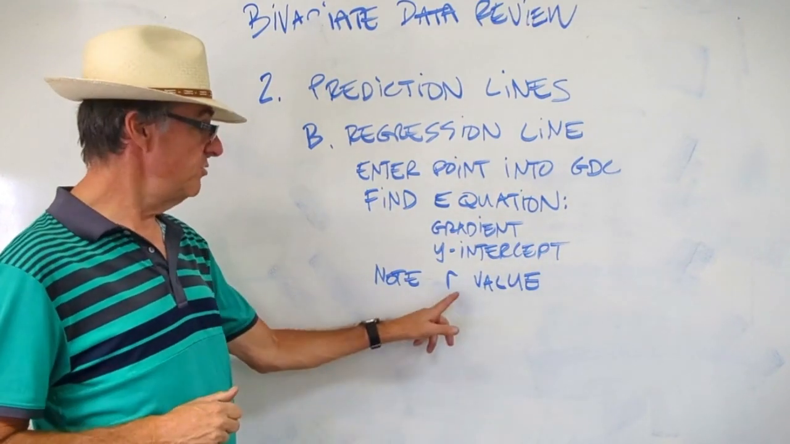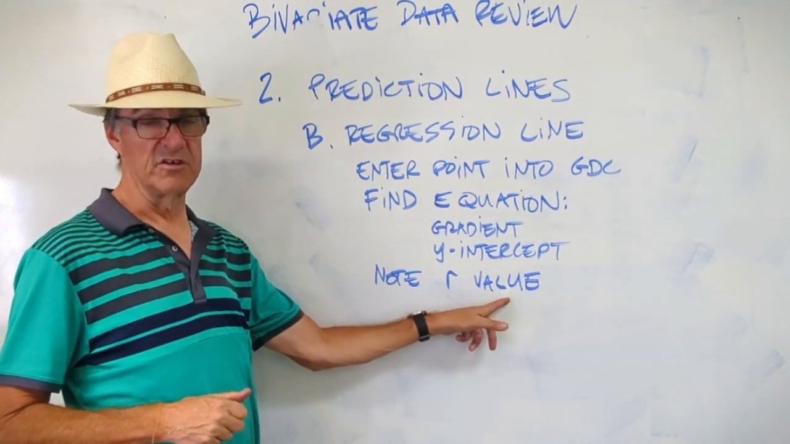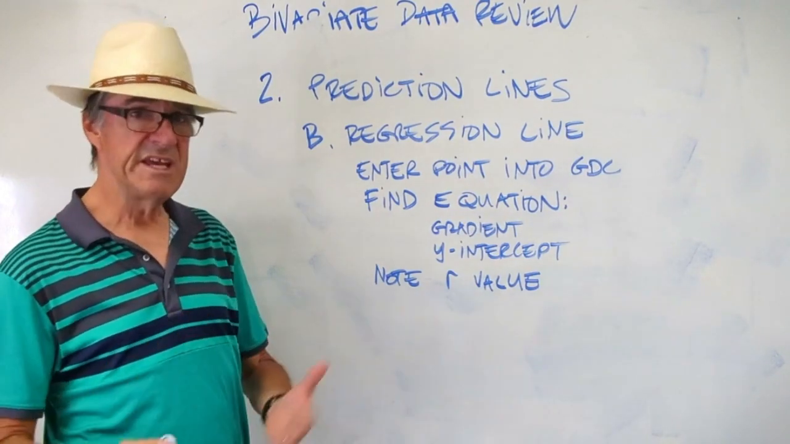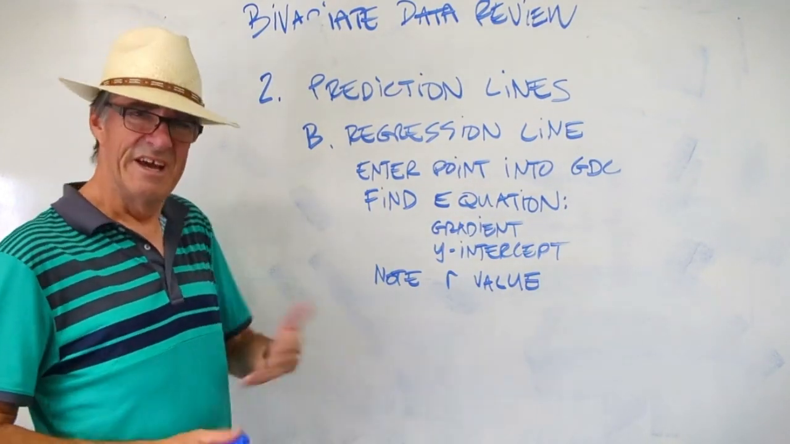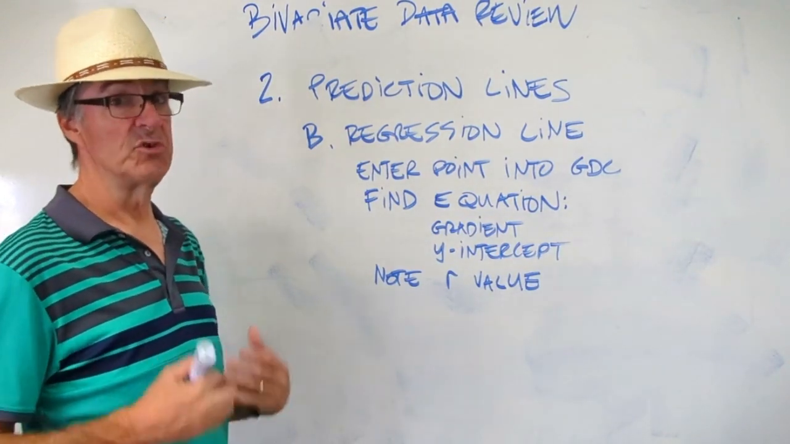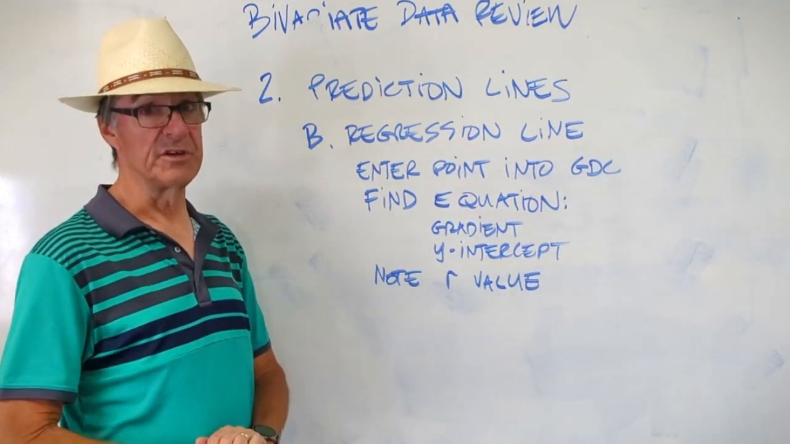While you're in there, you also want to grab your R value. Because if that's a low number, then your confidence about making predictions based on this correlation is not really high. You want to have a moderate to a strong correlation.